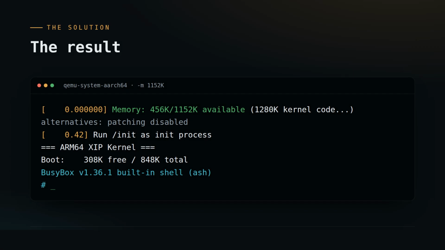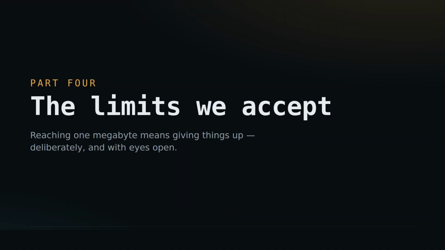The result is a mainline ARM64 kernel that boots to an interactive shell. It needs just 1152 kilobytes of RAM. The 1.2 megabyte kernel runs entirely from flash. Not a single byte of kernel code sits in RAM. None of this comes for free.